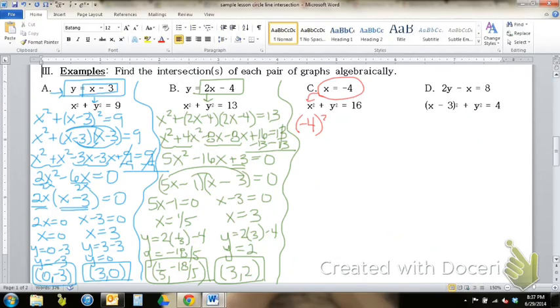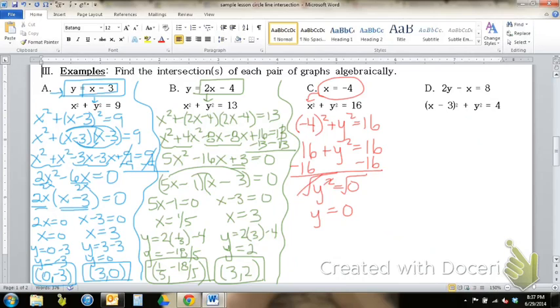So negative 4 squared plus y squared equals 16. Negative 4 squared is 16. Since I'm just left with a y term in here, let's get the y by itself and see what happens. Well, y squared equals 0. To undo the square, you square root both sides, and that cancels that out. And I get y equals 0. Well, I only get one answer. So I plugged in negative 4, and I got 0. So that's an example of a one solution type of problem.